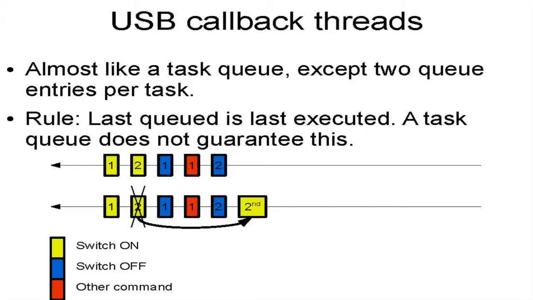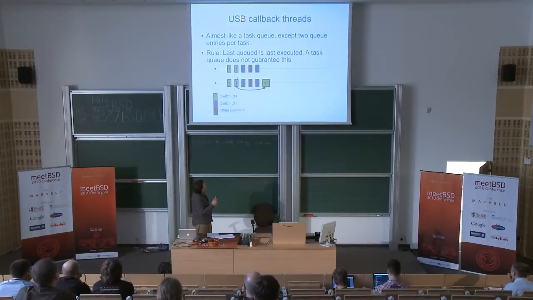Something new which many other FreeBSD developers didn't understand in the beginning is why do I need my own callback thread system? Why can't we use the task queue? Well, I have a requirement in the USB stack that the last queued job is executed last. And a task queue does not guarantee this.